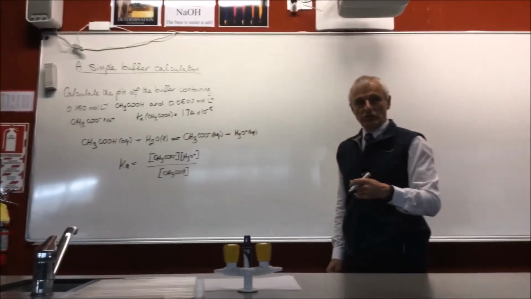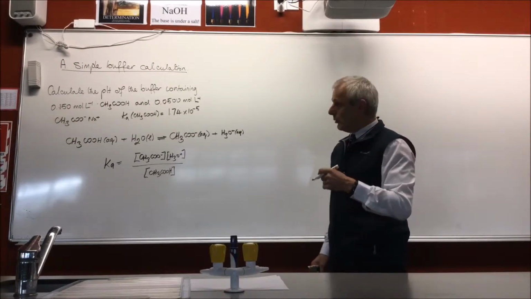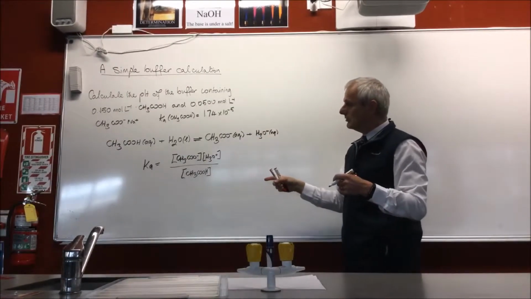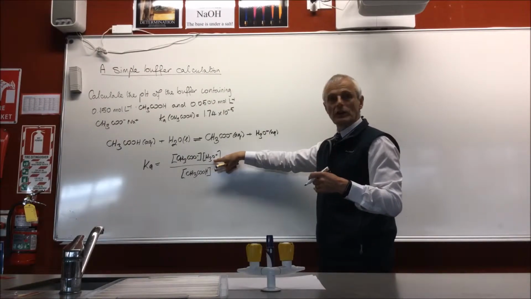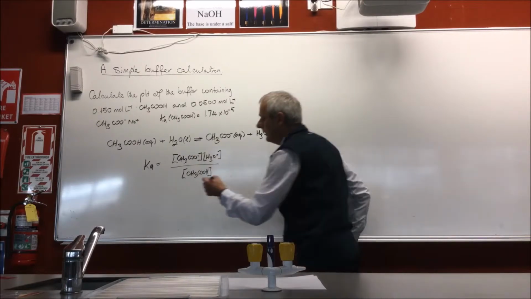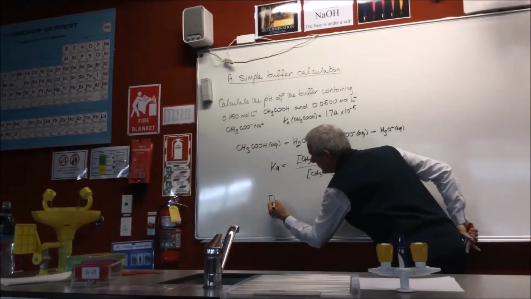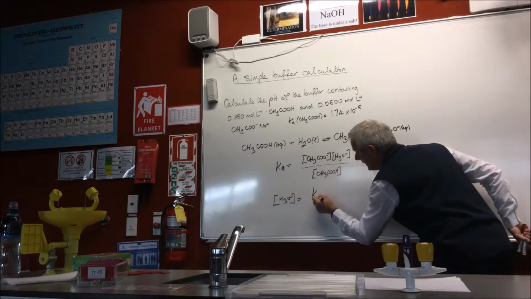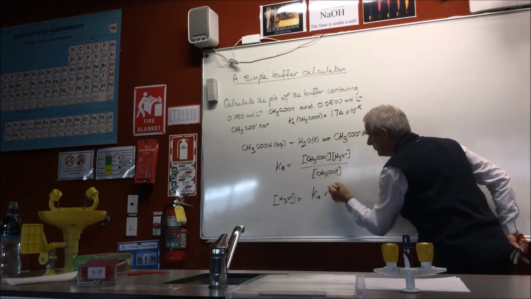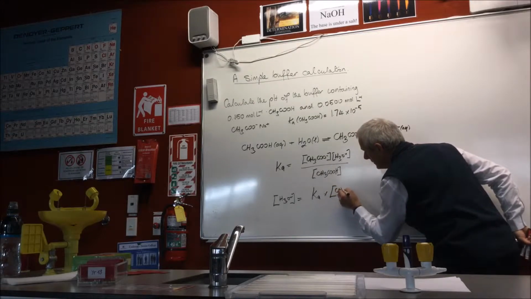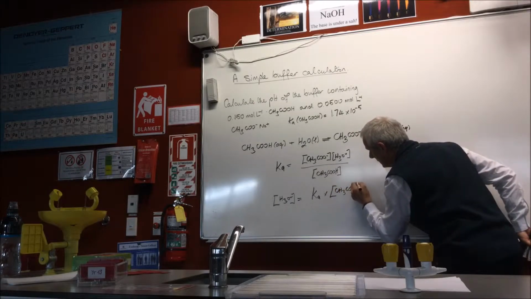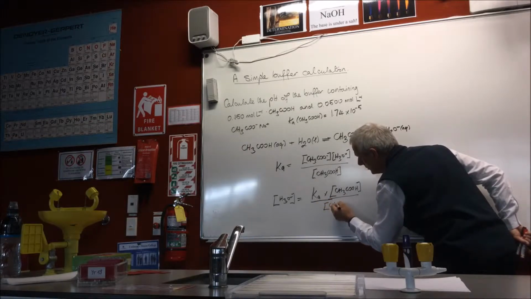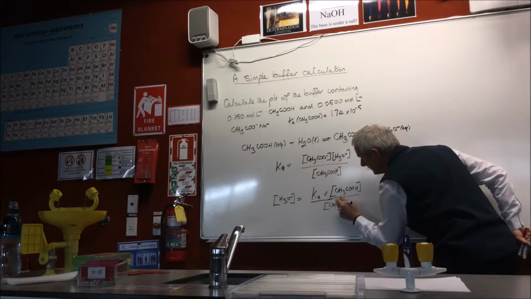this isn't of any use to us yet, because what we're wanting to do is to calculate the pH. The thing we want to calculate is this value here. So we need that to be on the left-hand side of our expression. So if we rearrange this, it becomes Ka times concentration of the weak acid divided by the concentration of the conjugate base.